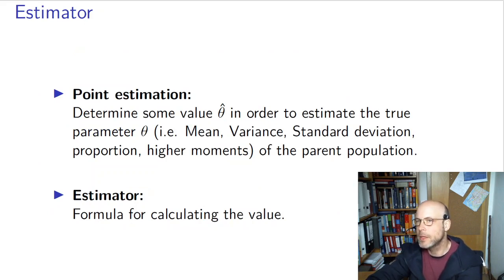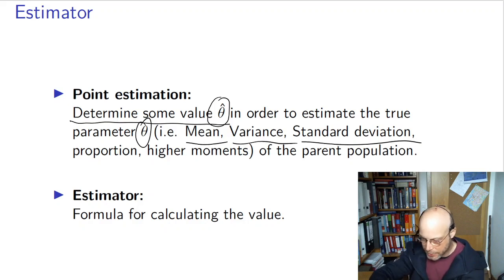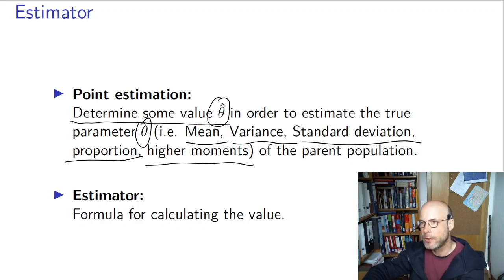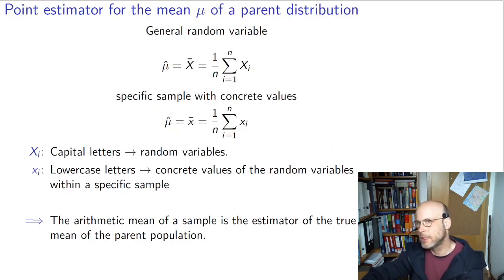So we start with the simplest one, estimation, and this is just the so-called point estimation. This just means we want to determine some specific value, theta hat, to estimate the true parameter from our parent distribution, theta. And theta can be some mean, some variance, standard deviation, proportions, higher moments. This is skewness and so on. Maybe you have heard already of that. And of course, we have to have some specific formula for our estimators.